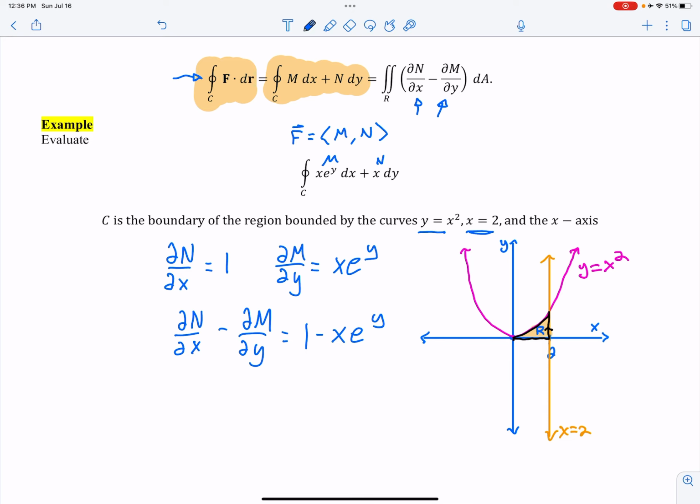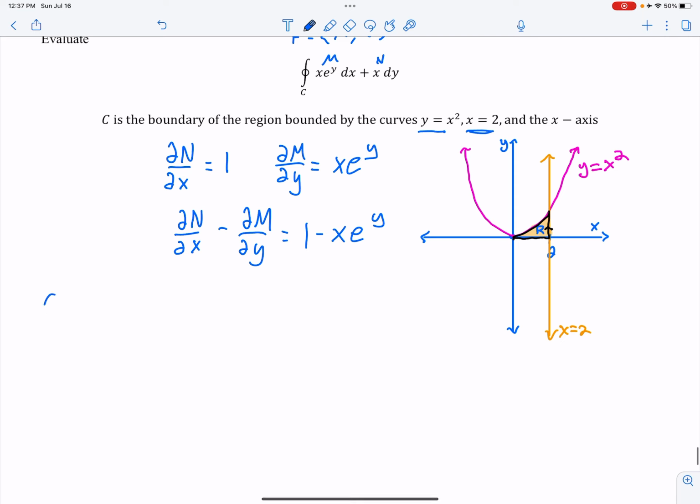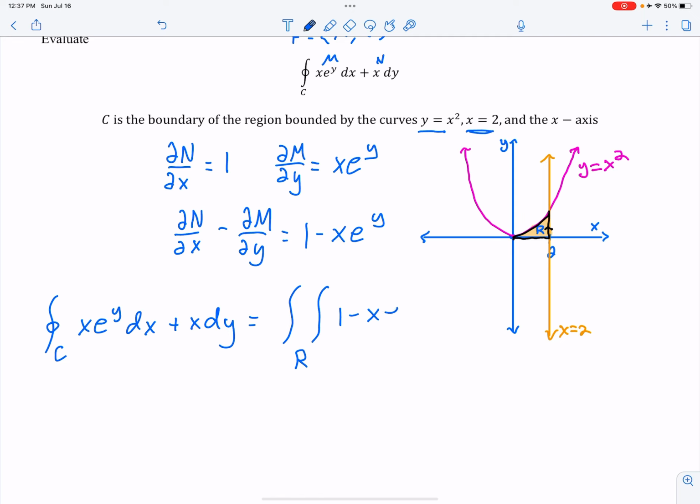So I know that this line integral, I like to rewrite it here. This new symbol is also fun to draw. It feels fancy, I guess. There we go. I'm just rewriting my problem. This is equal to the double integral over my region R of 1 minus x e to the y times dA.